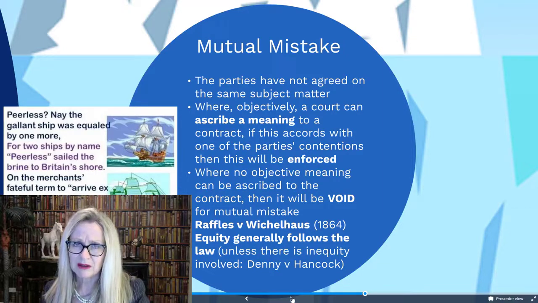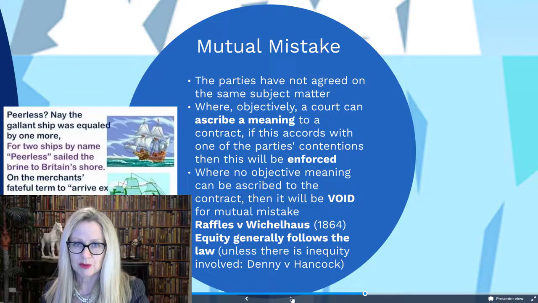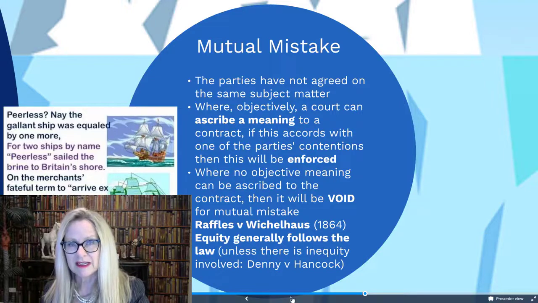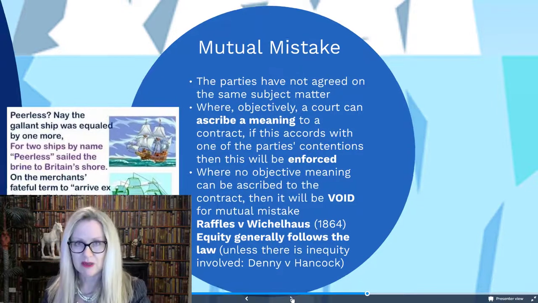However, there was one Peerless ship that was due to sail in the October and one that was due to sail in the December. But it wasn't stated in the contract which Peerless was to be carrying this cargo. And so, unfortunately, because the court couldn't make heads nor tails of the contract either, it was void for mutual mistake. So many mistakes made mutually. Rather simple, easy peasy, that one, isn't it?